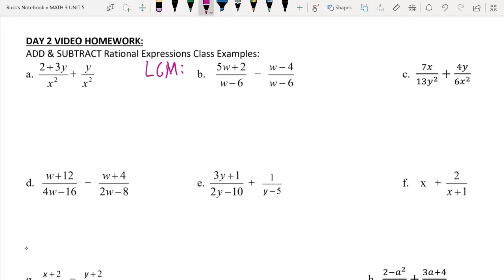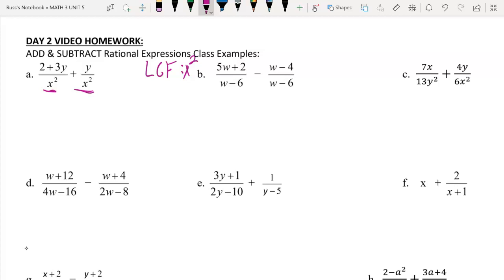So for letter A, I've got x squared and x squared. If I look at those two things, the least common factor is x squared, or least common denominator. All of those things are dealing with the same type of thing. So x squared is the smallest thing that both of these can go into. In order to add these, I need to have the same thing in the denominator. And I do. So this one's pretty easy.